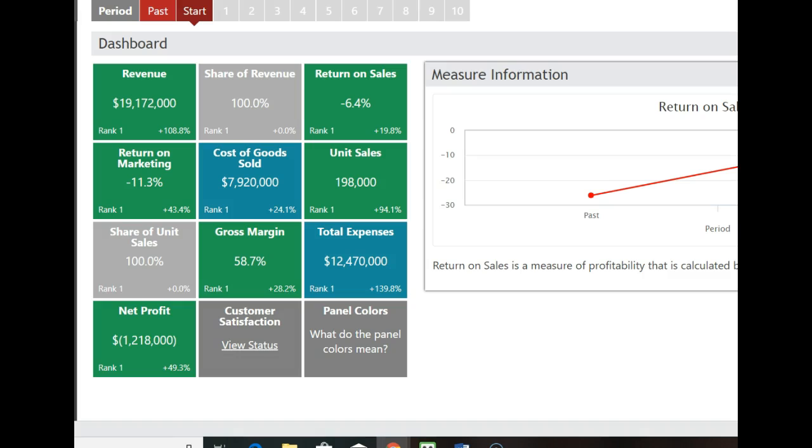Another area that you may want to look at is return on sales. So this measures your profitability by looking at your revenue and your net income. So how profitable are you, meaning how much money are you making overall? In this case, my return on sales is negative 6.4, but however, I am ranked number 1. So we kind of want to investigate that a little bit more.